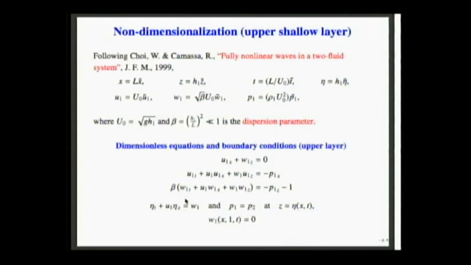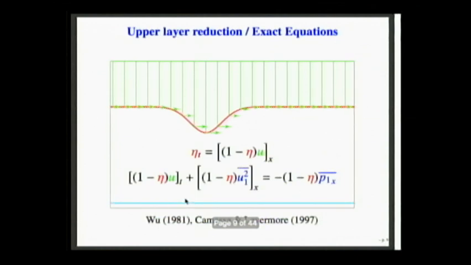My presentation is basically about a seminal paper from Choi and Camassa in the Journal of Fluid Mechanics in 1999. And I will reproduce what they did in order to explain better what we did later. So non-dimensionalization is performed in the upper layer, introducing the so-called dispersion parameter, beta, which is the square ratio of the upper layer depth and the characteristic wavelength.